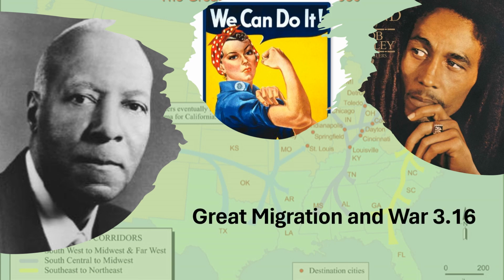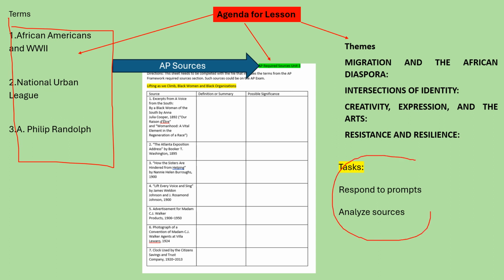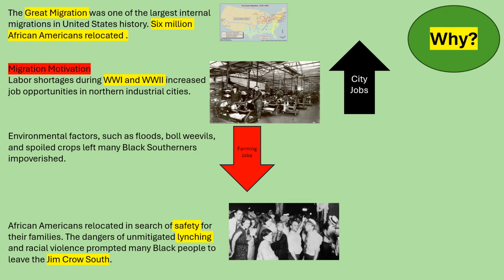Topic is the Great Migration and War. I'm going to first begin with the terms that you want to be familiar with by the end of this session. And the task is going to respond to prompts, analyze the sources, and you want to use the source analysis sheet. I'm going to first start out with the Great Migration.